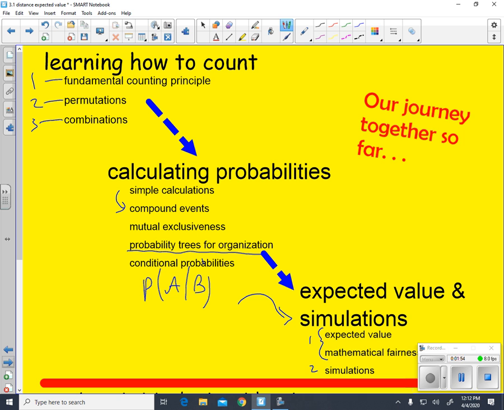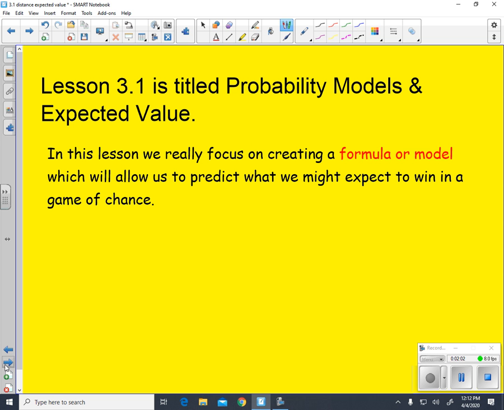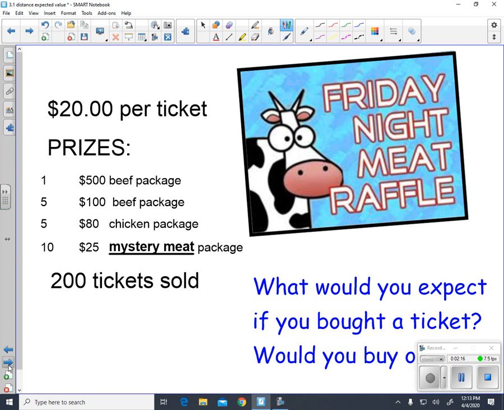I mentioned before, we're going to pick up 2 parts of the chapter, and that's it right there. So Unit 3, expected value. In this first lesson, 3.1, the authors of the text give us a formula to determine expected value mathematically. I have a whole bunch of screens here that I might zip through really fast, but again, we're thinking about what you would expect. Would you pay the 20 bucks in this case?